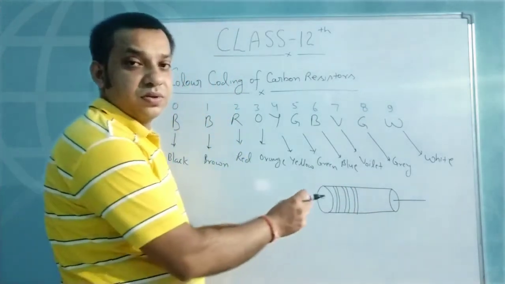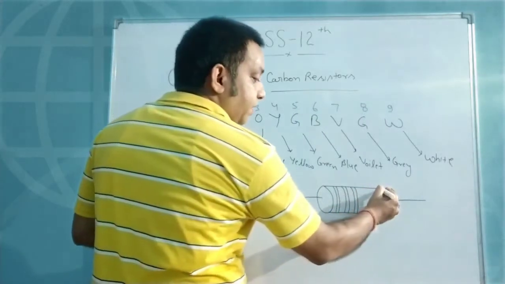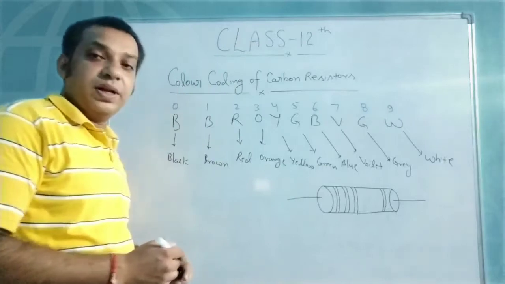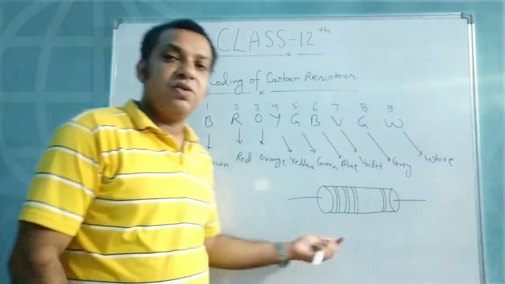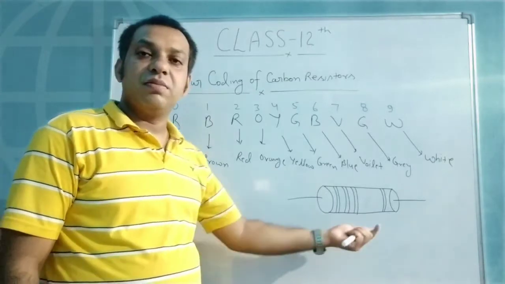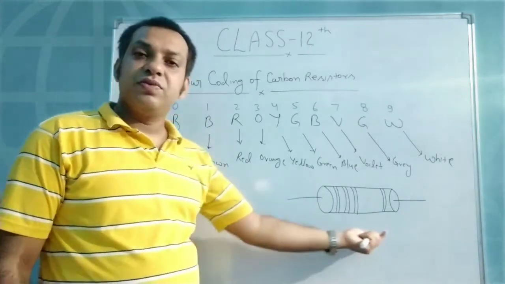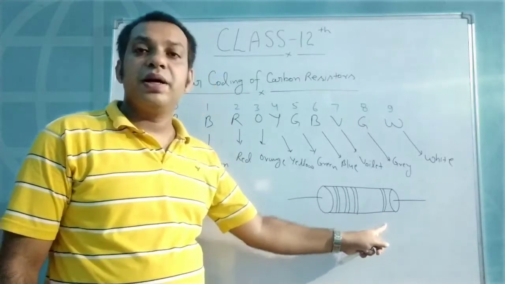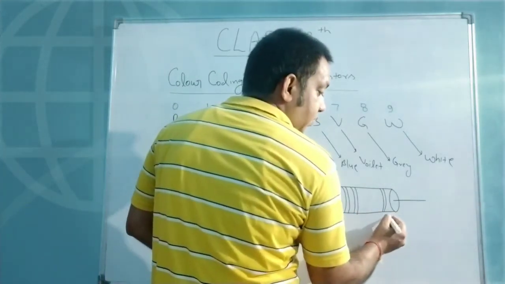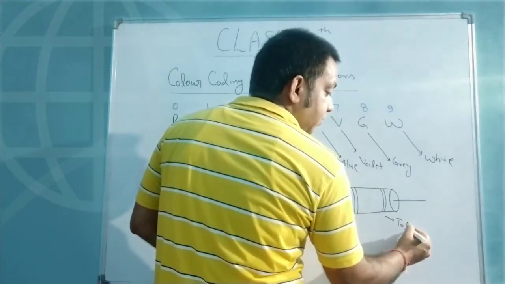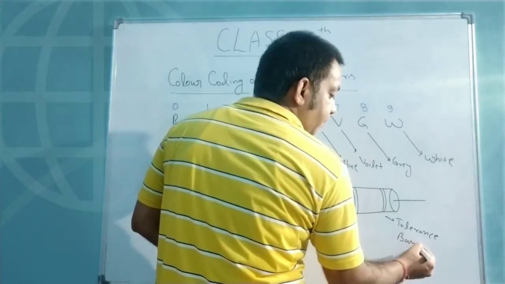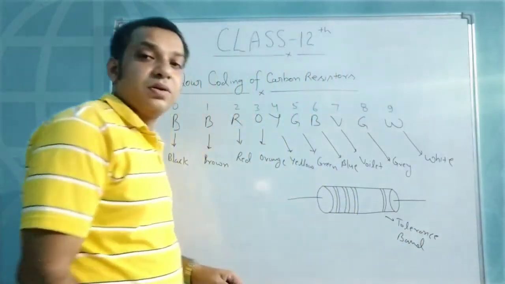Three very close color bands, and one is at the very last end. This kind of arrangement you can also see on your screen. Sometimes this fourth band is missing, because this fourth band is called the tolerance band.